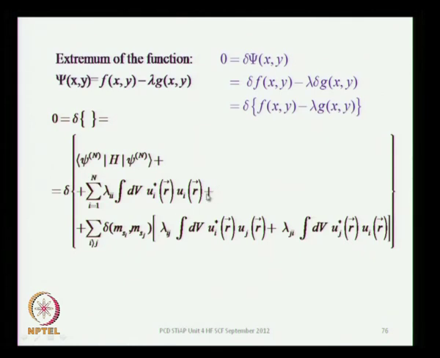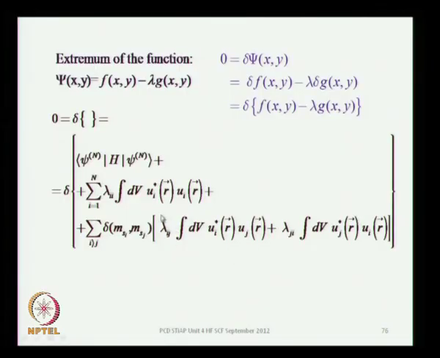And then there is a constraint corresponding to orthogonality of u i with u j, right? The orthogonality of u i with u j and that of u j with u i. So, these are the two complex conjugate integrals corresponding to orthogonality, which I mentioned earlier. These two complex conjugate terms will have variational multipliers lambda for every pair i and j. So, you have lambda i j over here and lambda j i over here.